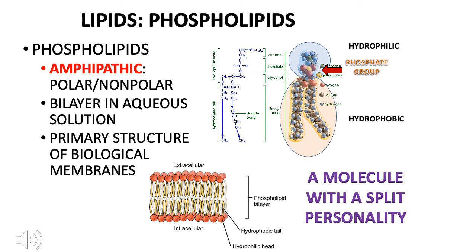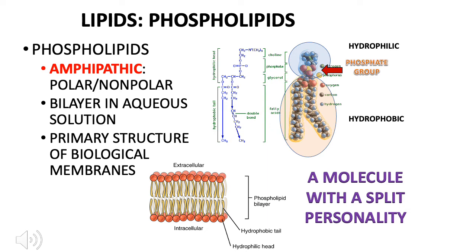In our bullet points, you will see the word amphipathic. That is an adjective. It is a word that describes a molecule that has two distinct chemical characters. Put another way, amphipathic is a word that describes a molecule that has a split personality, like our phospholipid here. One part of the molecule is polar, one part is nonpolar. And your job is to remember that the head portion is polar and the tail portion is nonpolar.